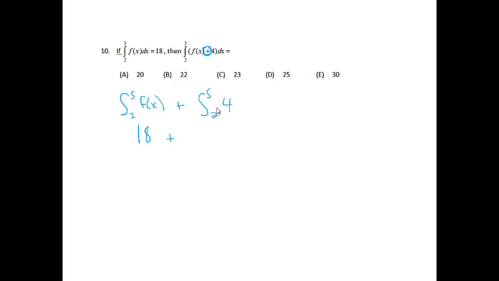On the second one, we can actually just calculate the integral of 4 is 4x. I get to evaluate it at 5 and 2. So if I plug in 5, I'll get 20. And then minus, if I plug in 2, I'll get 8. 20 minus 8 is 12. So this will be 18 plus 12, which gives me 30. So 30 would be my correct answer.